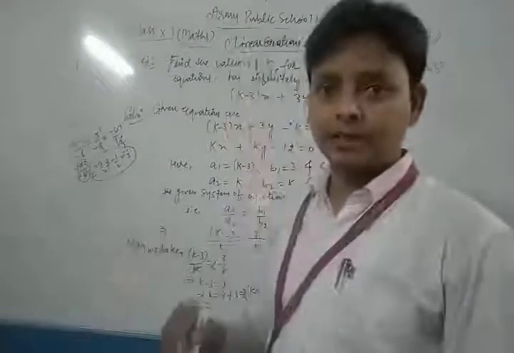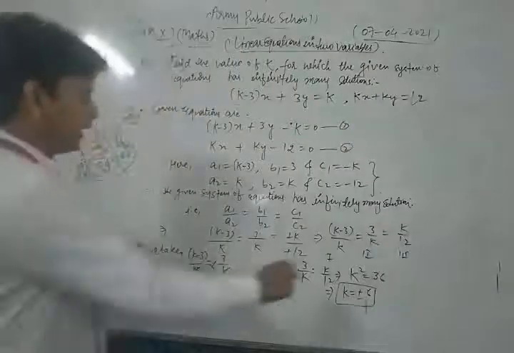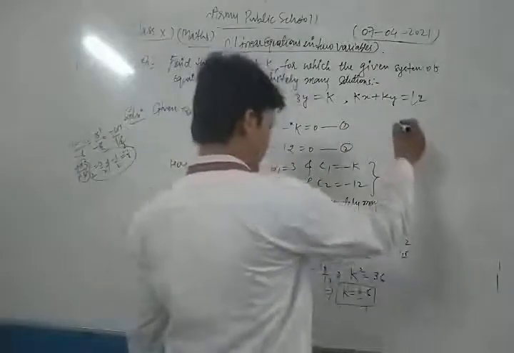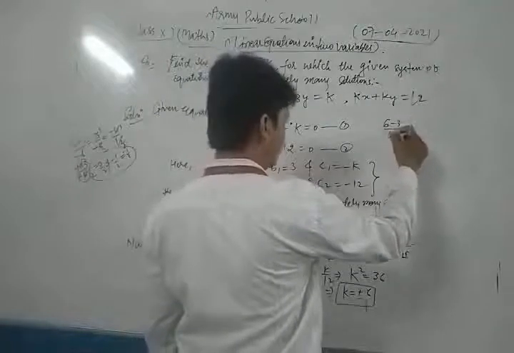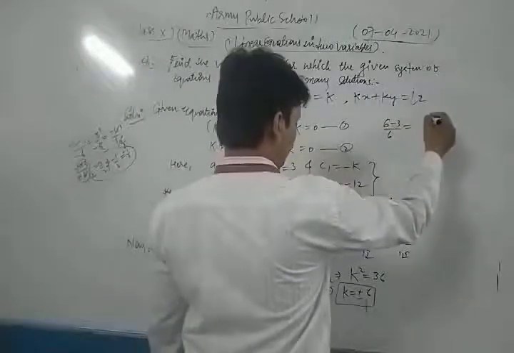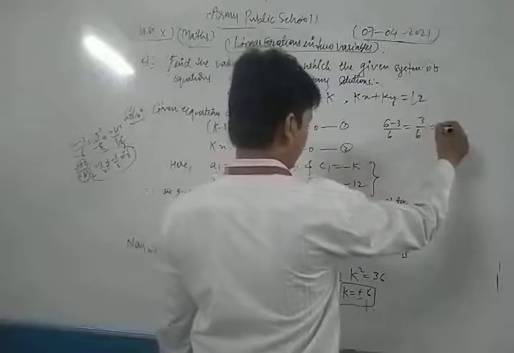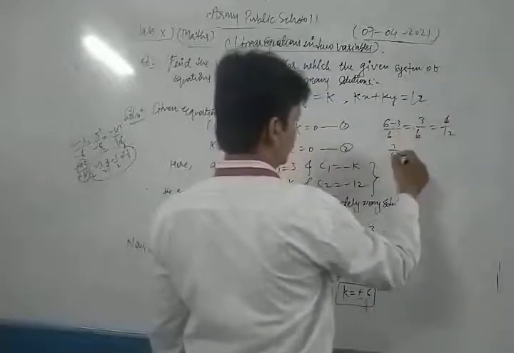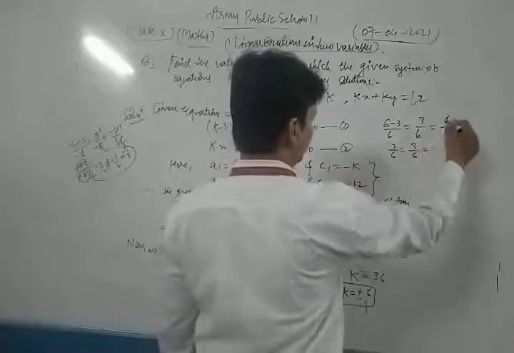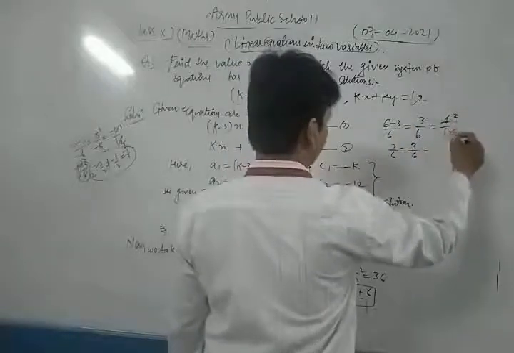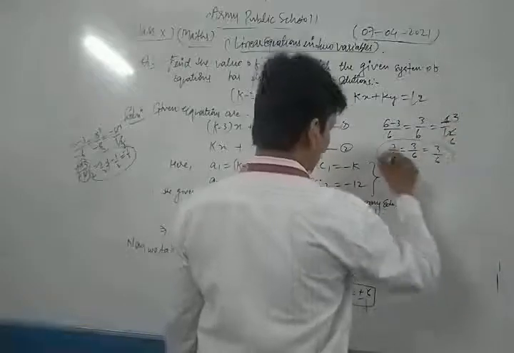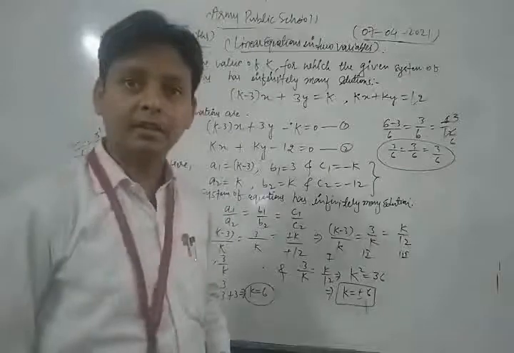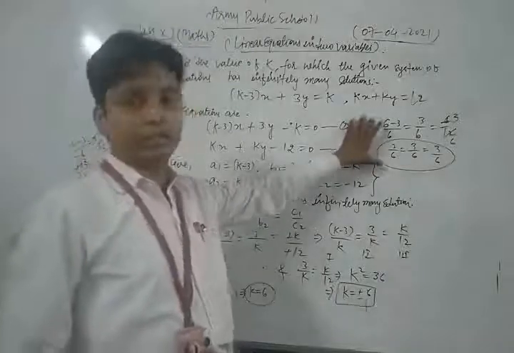Now we put plus 6, then what do we get? If we put plus 6 in that condition, 6 minus 3 upon 6 is equal to 3 upon 6. So after putting the value k equal to 6, the given condition is satisfied.